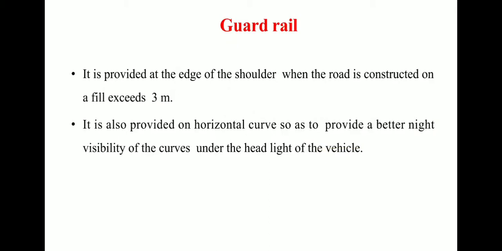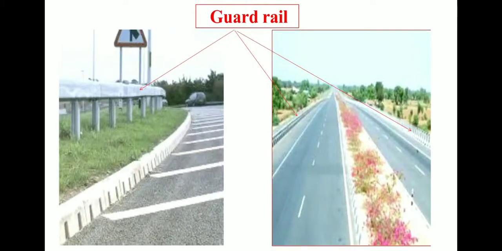Now next is guardrail. It is provided at the edge of the shoulder when the road is constructed on a fill exceeding 3 meter. It is also provided on horizontal curves so as to provide a better night visibility of the curves under the headlight of the vehicle. So these are the guardrails. It helps to prevent the vehicle from moving off the shoulders. Okay, so these are the figures showing the guardrails.